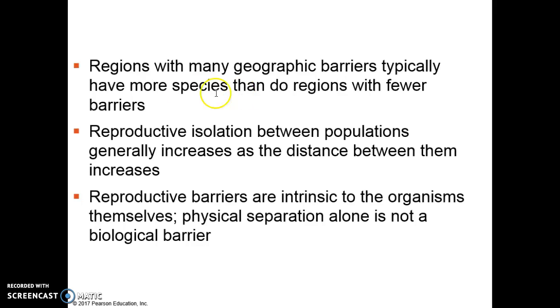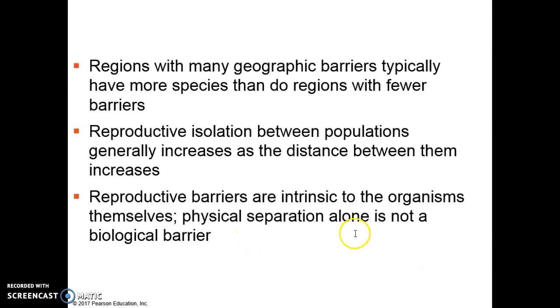This makes a lot of sense, right? If you have a lot of geographic barriers, so if you have a lot of rivers or a lot of mountains, or if you're on an island chain, you're going to have more species than in regions with few barriers, something like the Great Plains or large expanses of uninterrupted land. For sure, reproductive isolation is going to generally increase as the distance between them increases. I think this is kind of like a no-duh slide. Like all this stuff kind of makes sense.